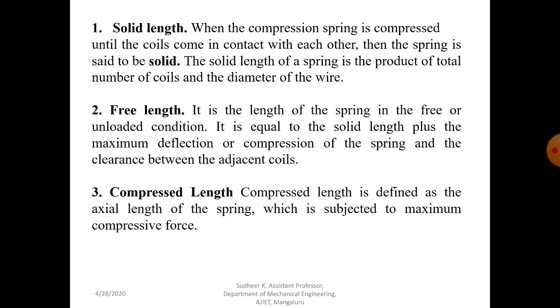Then coming to the third terminology, that is compressed length. Compressed length is defined as the axial length of the spring which is subjected to maximum compressive force. If we apply maximum compressive force in such a way that there is no contact between the adjacent coils, so there must be a gap between the adjacent coils, then whatever length you get, we call it compressed length. So that is about the third terminology of helical spring.